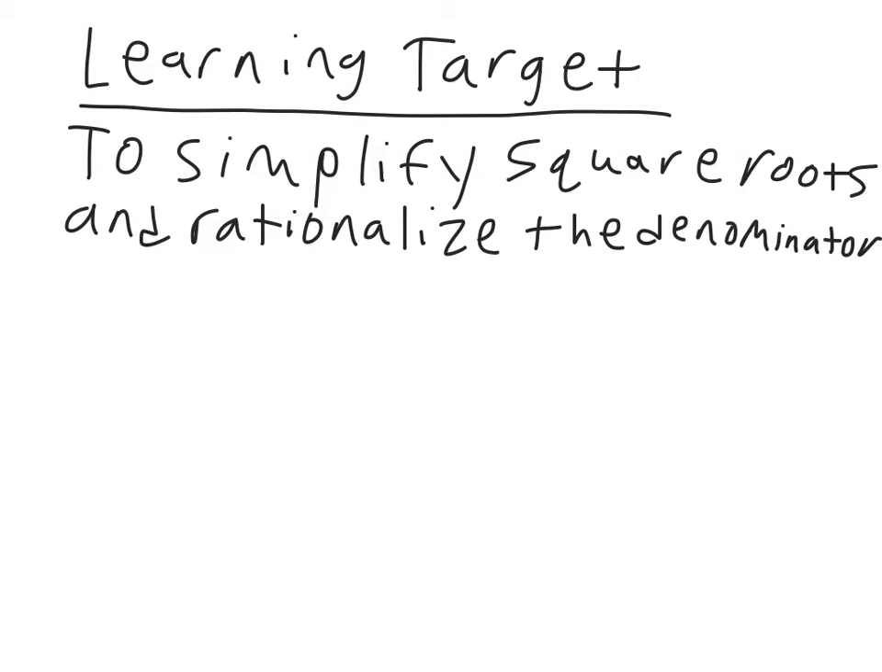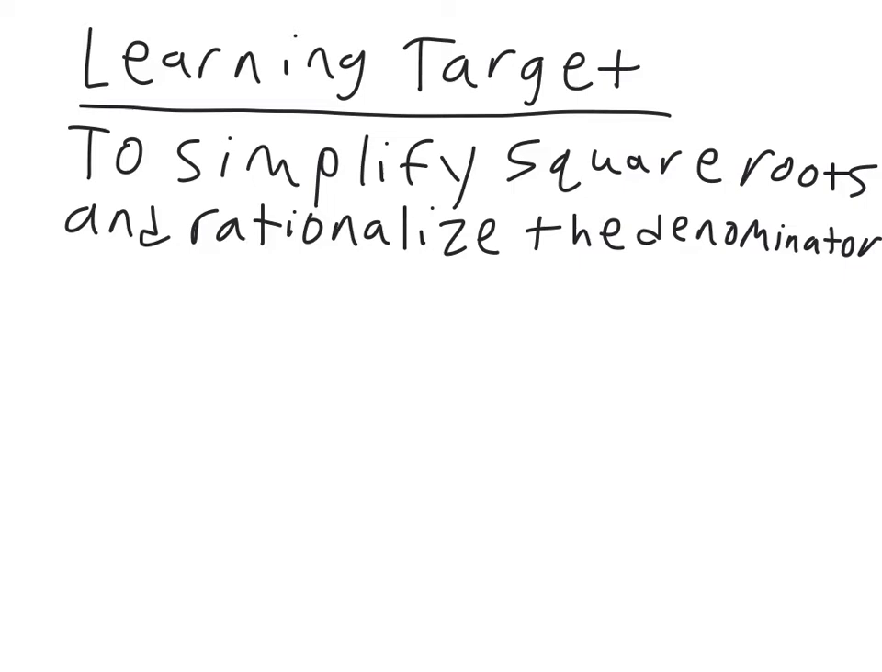That's great. Alright, so for the learning target today, it's to simplify square roots and rationalize the denominator. So two different things. First, we'll be taking square roots and simplifying them as much as we can without actually giving us decimals at all. It's still an exact answer, but it's simplifying it a bit. We'll be taking all of the perfect squares out of the square roots.